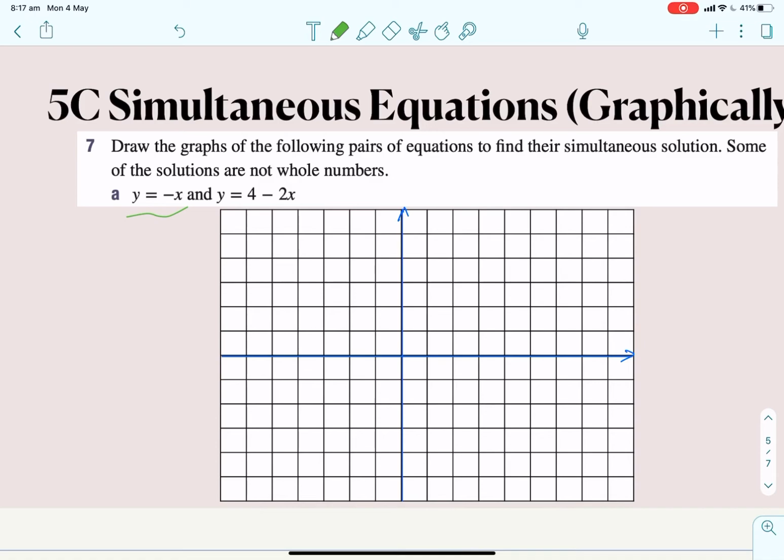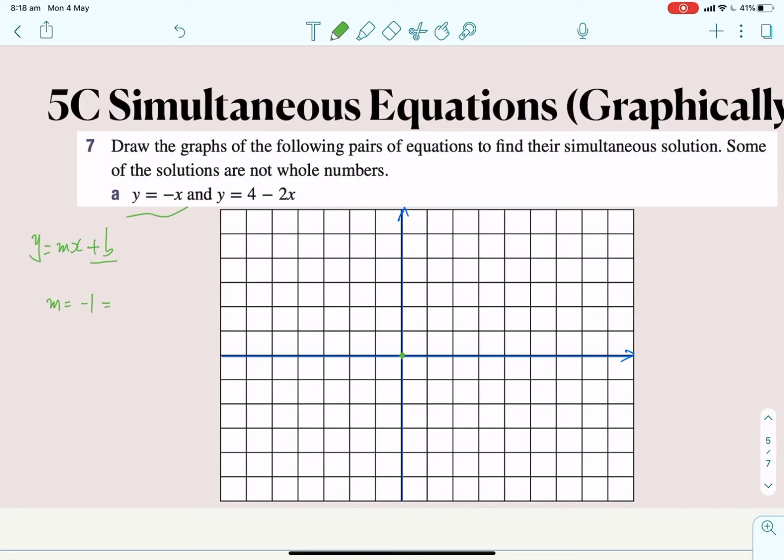Okay, so y equals negative x. If you remember, the general form is y equals mx plus b. So b is the intercept. There's no b here, so that means 0. So you're going through (0, 0) here. Now, m here is negative 1.